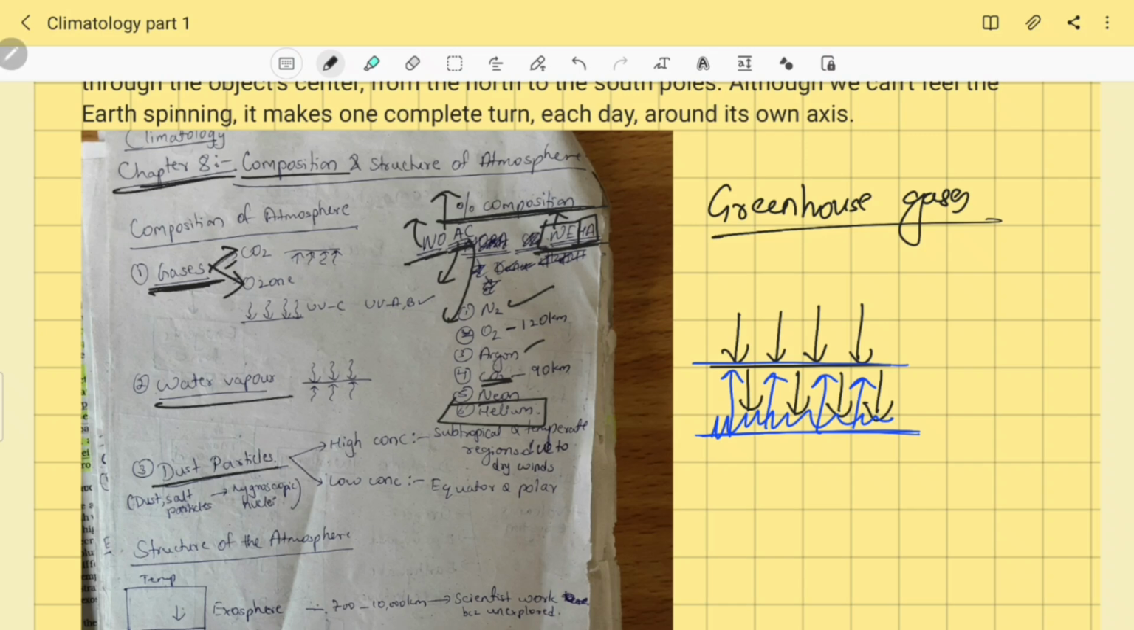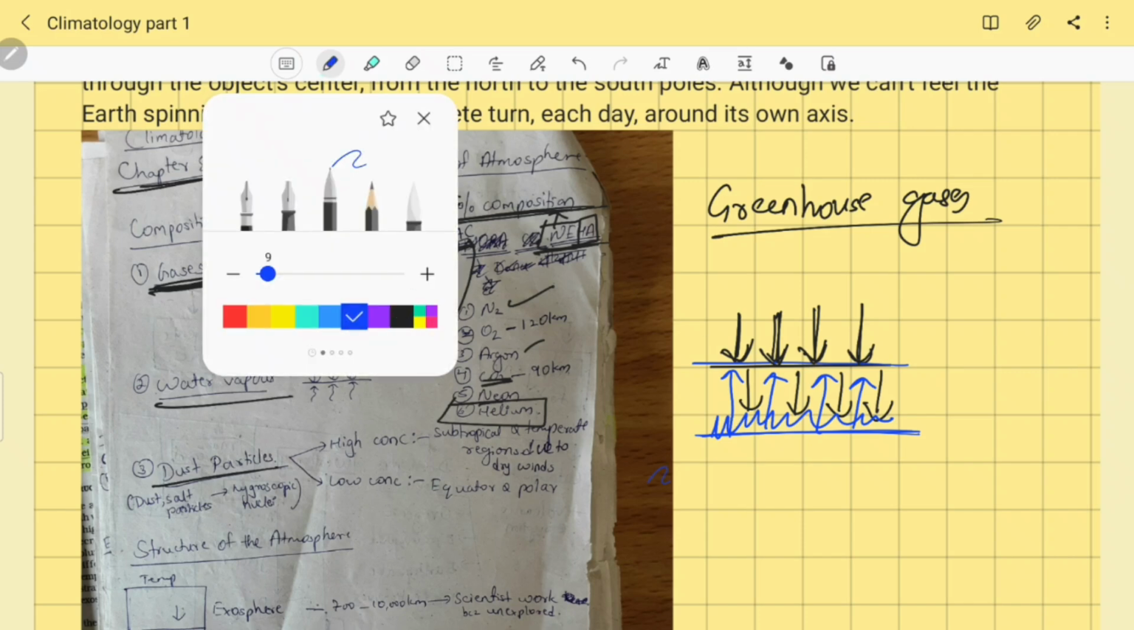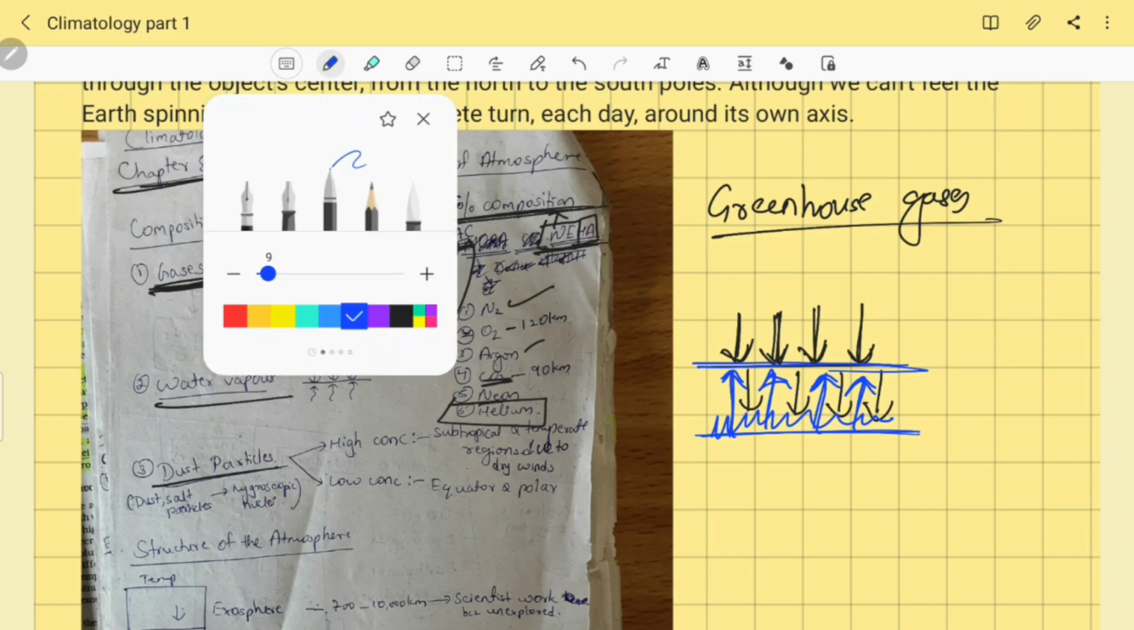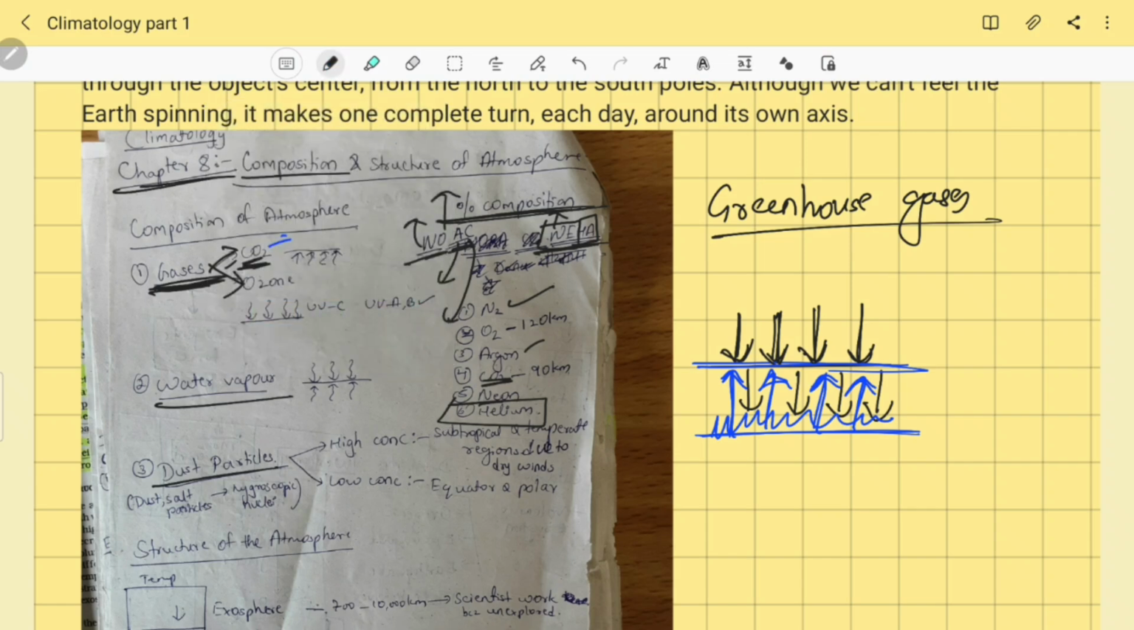So now let's come back to the gases. First let's see about carbon dioxide. Carbon dioxide is a greenhouse gas. Why? Because we have seen all those gases which allow sun radiation but do not allow the escape of heat radiation from the earth are known as greenhouse gases. So carbon dioxide is a greenhouse gas. That means it allows the sun radiation but it does not allow heat radiation to escape into space. So first thing they can ask you is, is carbon dioxide a greenhouse gas? Yes, carbon dioxide is a greenhouse gas.